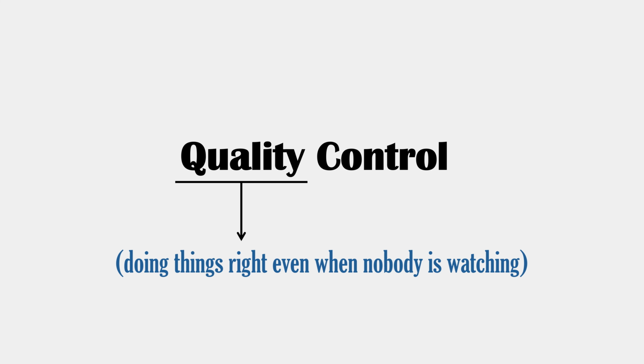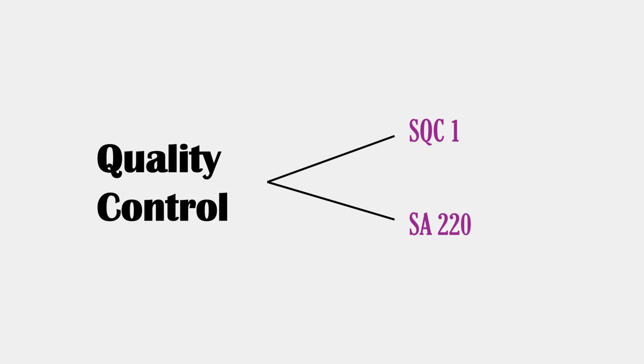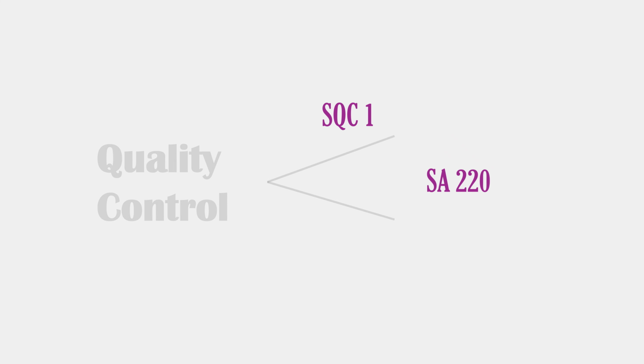Quality control is of utmost necessity in audit and to the auditing firms. Now, the parameters and aspects of quality control are given in SQC 1 and SA 220. Starting with the difference between SQC 1 and SA 220.